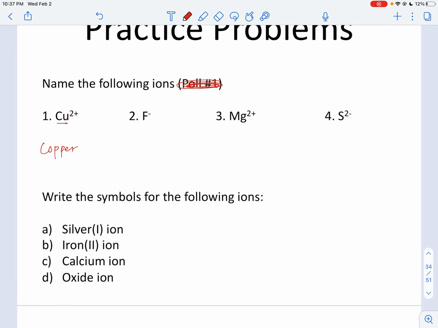You will also see that copper is a transition metal. So I can't just say the copper ion. That's how you name main group cations. This is a transition metal cation. So I've got to say the copper 2 ion. All right. And then let's do number 4. S minus 2. So this is sulfur, but because it's an anion, we have the IDE ending on the name, remember? So this is the sulfide. There's that IDE ending, sulfide ion. Okay.